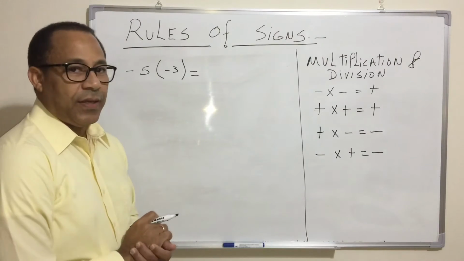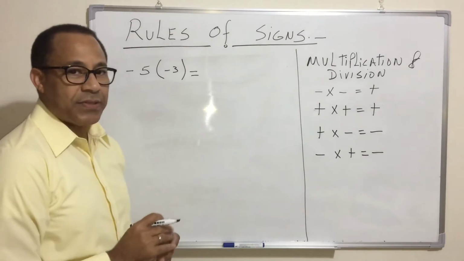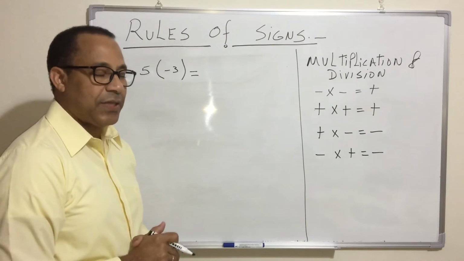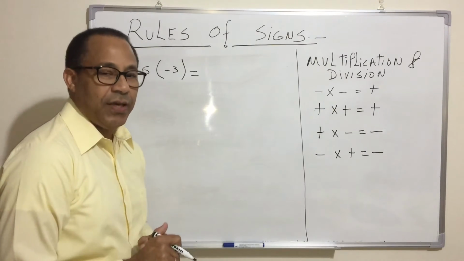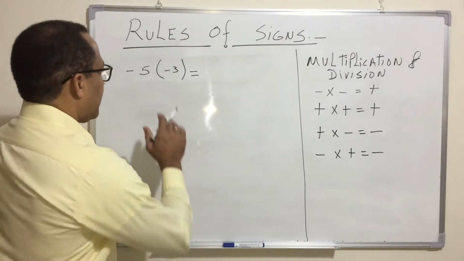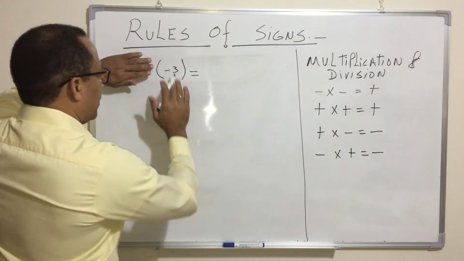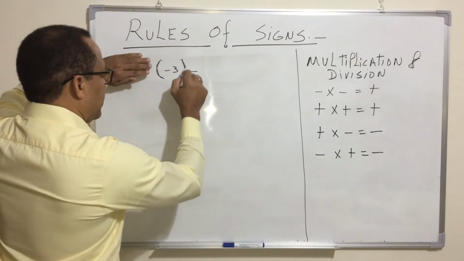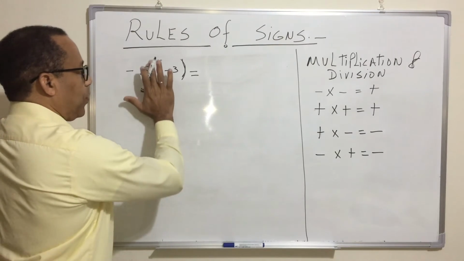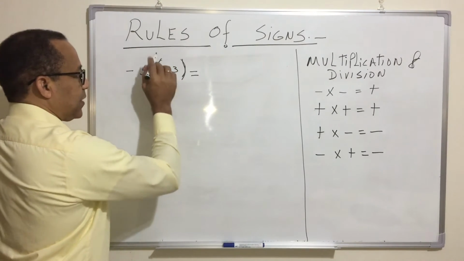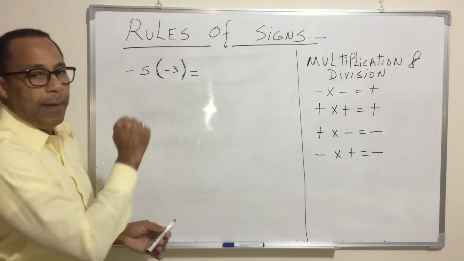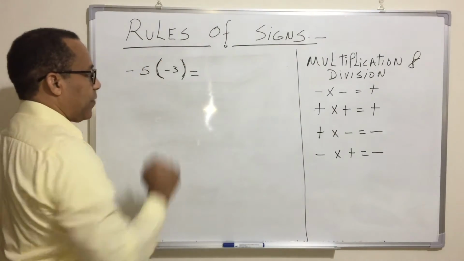Here it says negative 5 times negative 3. But let me stop right here and say something that is important for you to know and to understand. When you have a number and you got a parenthesis here and there's no sign here, this means multiplication. So the negative 5 is multiplying the negative 3.